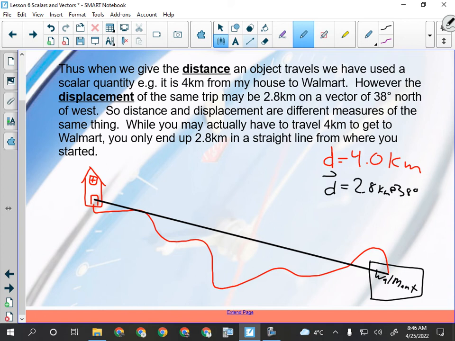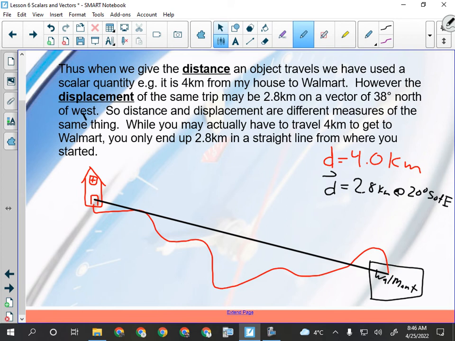Well, I've got north of west, but that's definitely not the way I went. I'm going to change the vector so it's a little bit more accurate. Let's say 20 degrees south of east, because that's which way I went. Let's say that took me 1 hour. Sorry, a half an hour. It took me a half an hour to walk to Walmart.